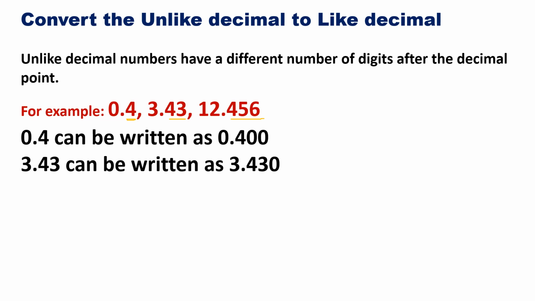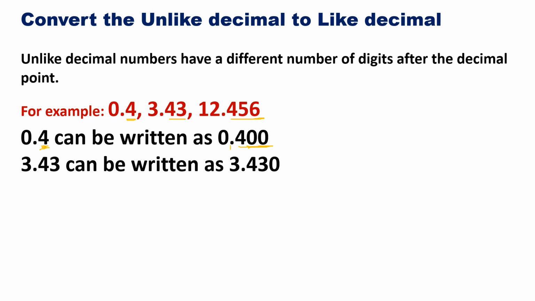But how will we convert these unlike decimals to like decimals? In decimals we can put zeros as many as we want after the last digit. So here 0.4. The 4 is in the tenths place. So after the tenths place, in the hundredths place and thousandths place, we can put as many zeros as we want. So here we have 3 digits after the decimal point. So we want 3 digits after the decimal point in every decimal to make it like. Here in 0.4 only 1 digit is available. So we add 2 more zeros to make it 3 digits after the decimal point.